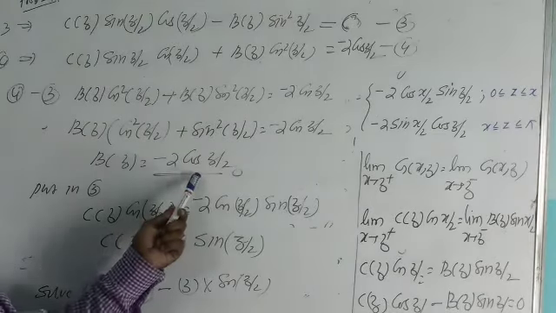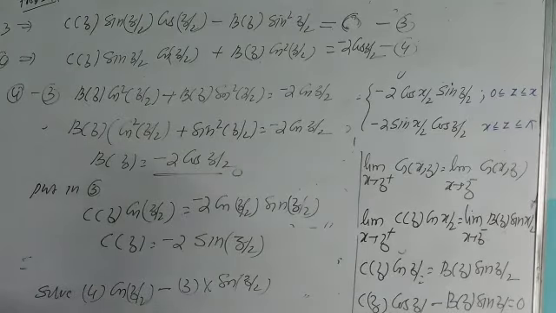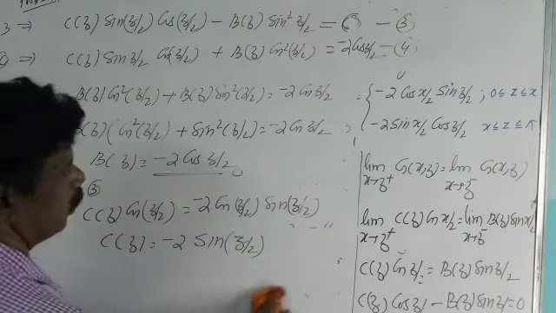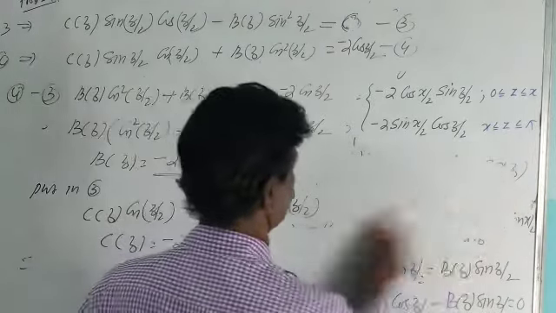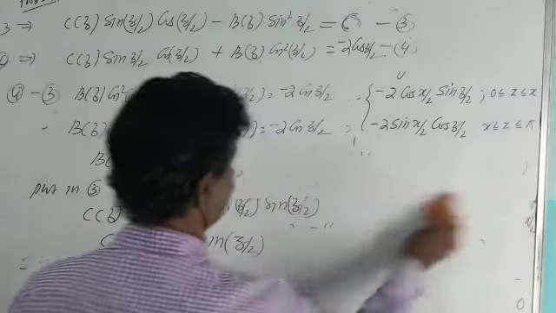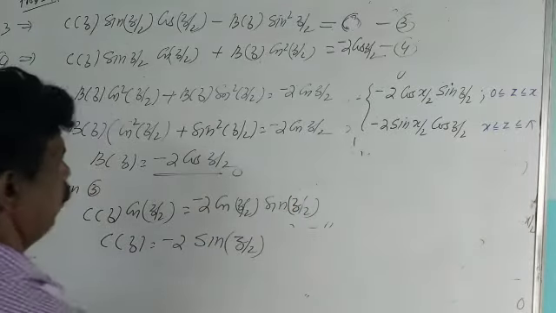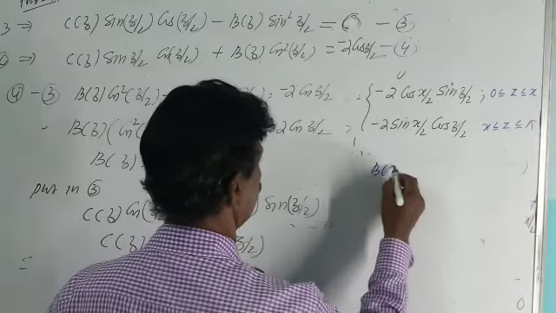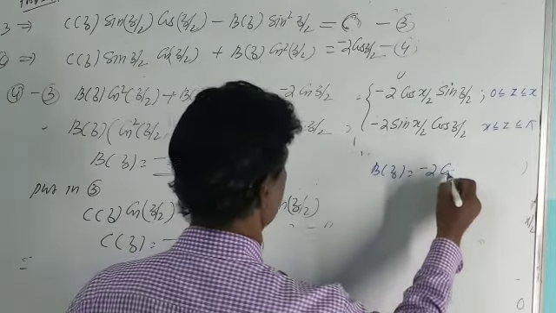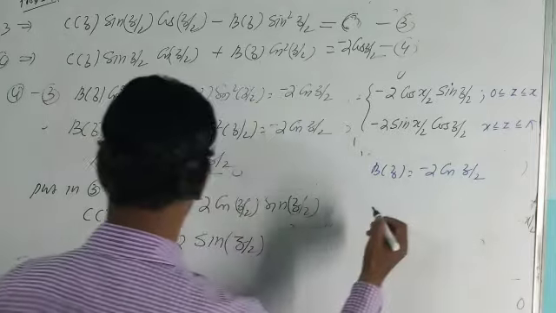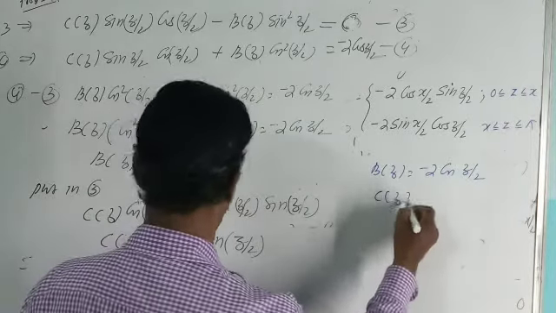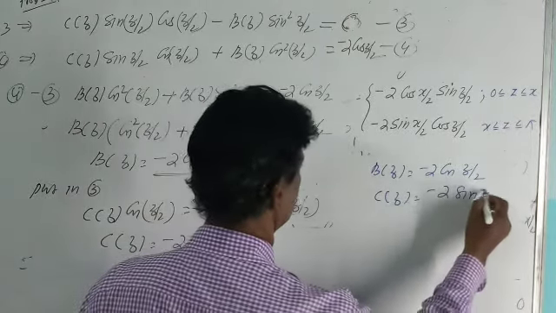B z equal to minus 2 cos z by 2, C z equal to minus 2 sin z by 2. Okay. Put this value in dxz. I am going to write this value here: B z equal to minus 2 cos z by 2 and C z equal to minus 2 sin z by 2.